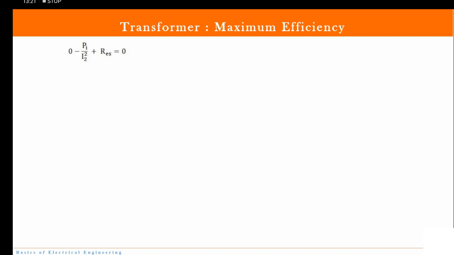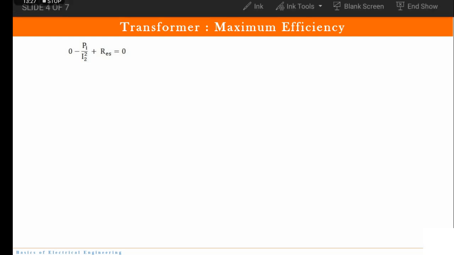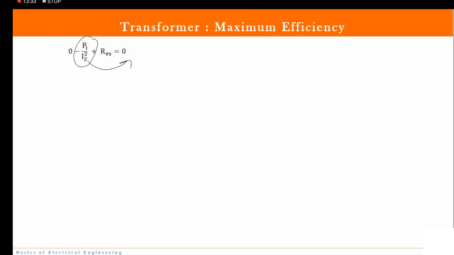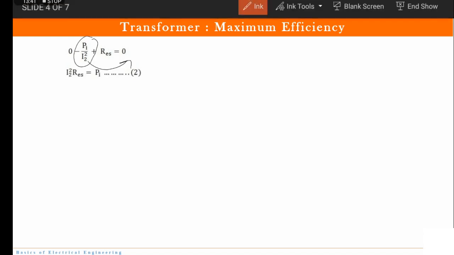Fine? Now what will be the next term? We will take this to the right hand side because this is a negative term. Correct? So we got this equation. How did we get that? Because RES becomes equal to Pi upon I2 square. So we simply did the cross multiplication. So this is taken to here. Fine.